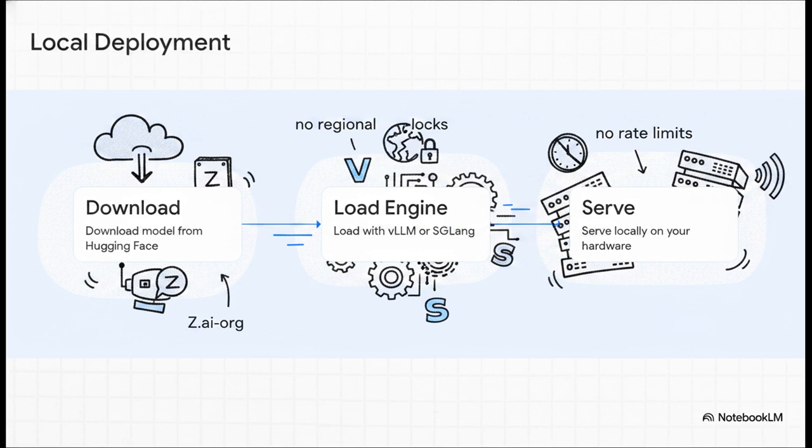Step 1, just download the open weights directly from the ZAI.org repository on Hugging Face. Step 2, load the model using an inference engine like VLLM or SGLang. And step 3, serve it locally on your own hardware. No regional locks, no rate limits, just pure access to a frontier-class intelligence on your own machine.